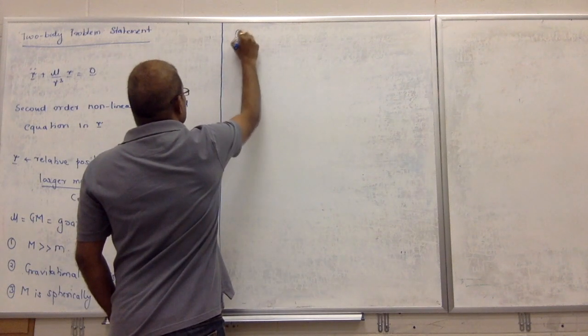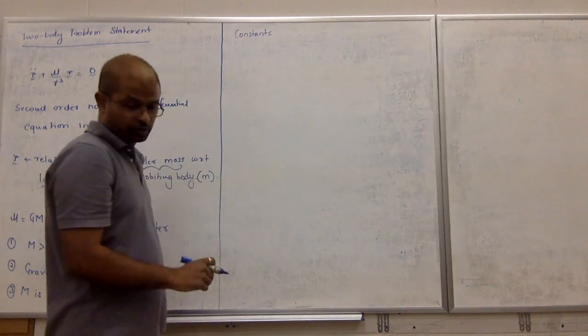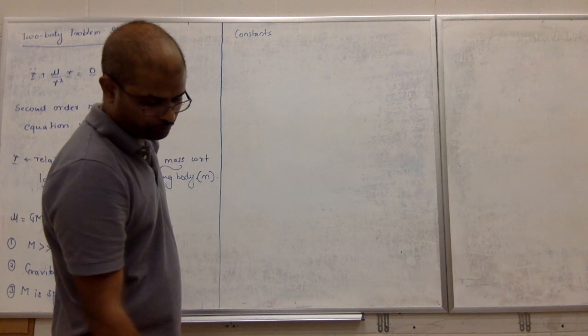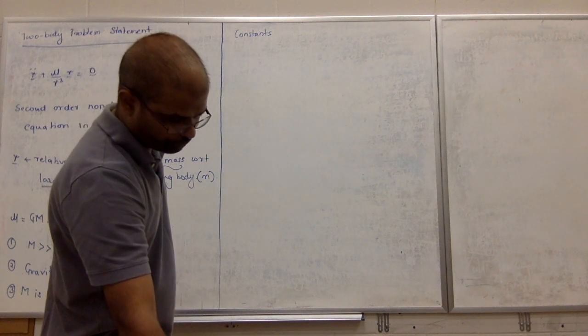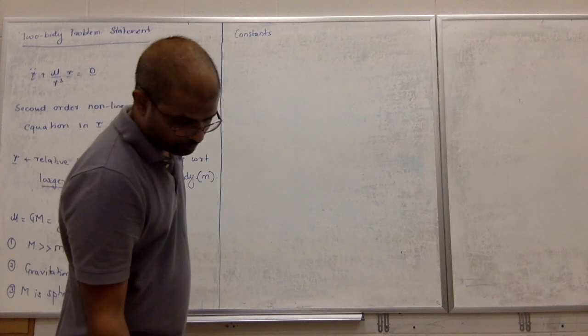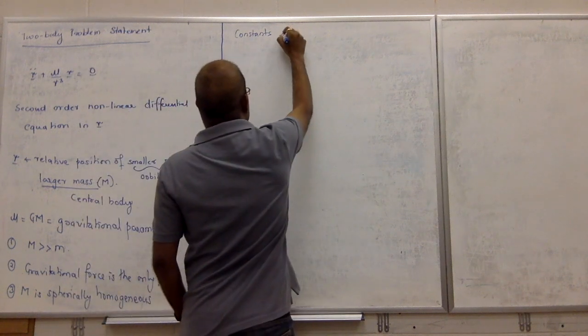Some on figure 2.8. Look up section 2.4, page 72. Okay. Page 72. There's something called constants of motion.